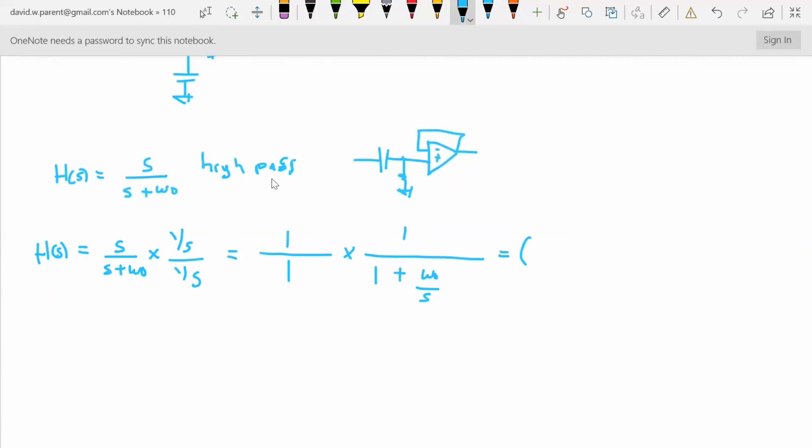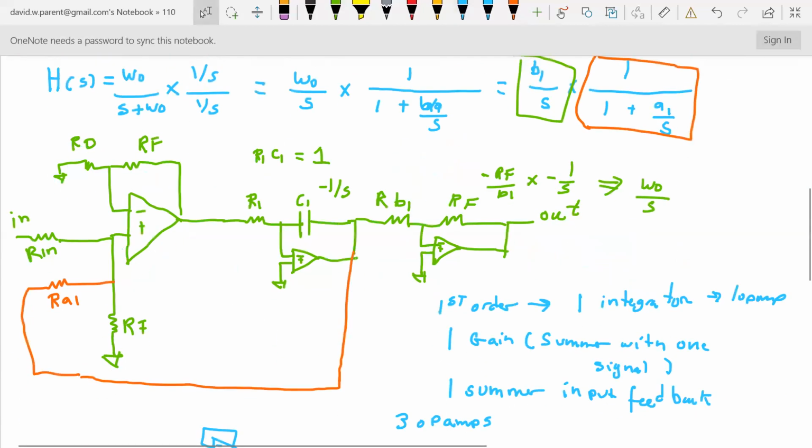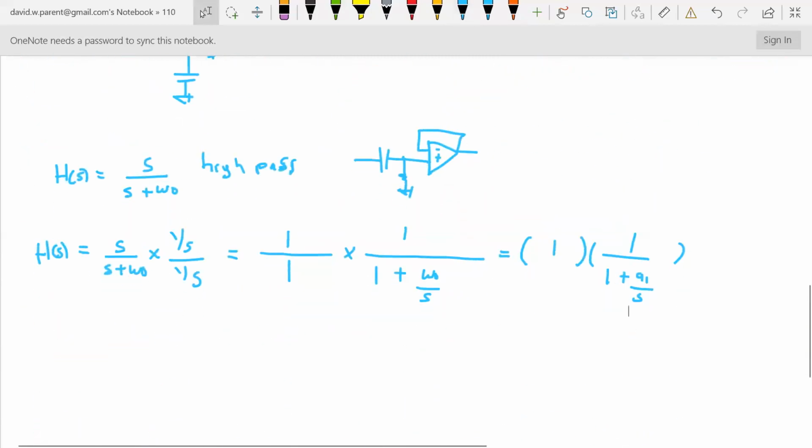So I have 1 times 1 divided by 1 plus A1S. So notice this is exactly the same as what we had over here. And so in fact, this summer, everything will be the same for the negative feedback, the A's. The only thing that'll change is where we take the output and what we have to do with it.